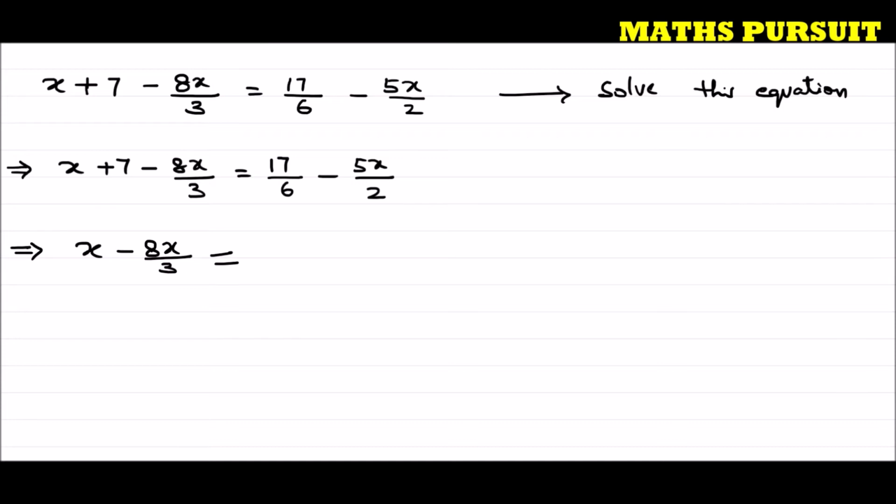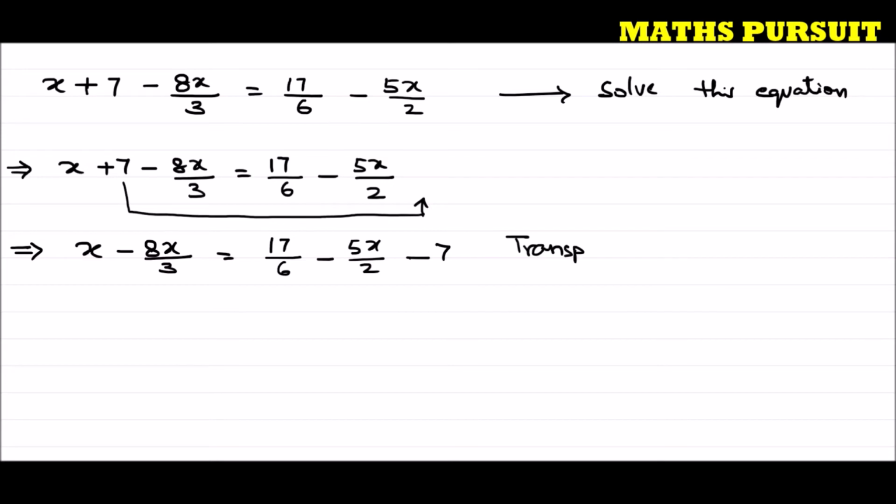So x minus 8x/3 is equal to 17/6 minus 5x/2 minus 7. What I am doing here is moving this plus 7 from the left hand side to the right hand side. That means transposing plus 7 from LHS to RHS. Hope guys I am very clear till here.